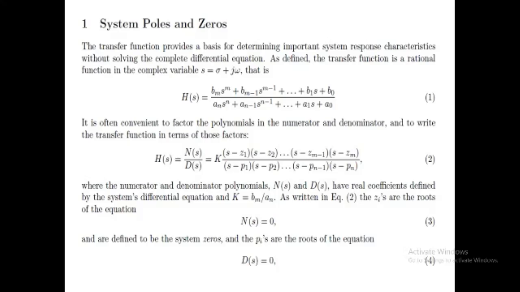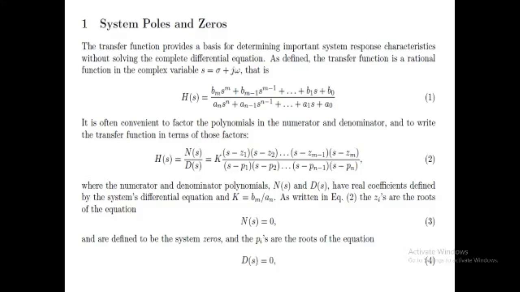Now this N(s) and D(s) are polynomials in s form. Let us consider one example, that is H(s) is equal to bm into s to the power m plus bm minus 1 into s to the power m minus 1, and so on in the numerator, and in the denominator an, with suffix n, an into s to the power n plus an minus 1 into s to the power n minus 1, and so on.